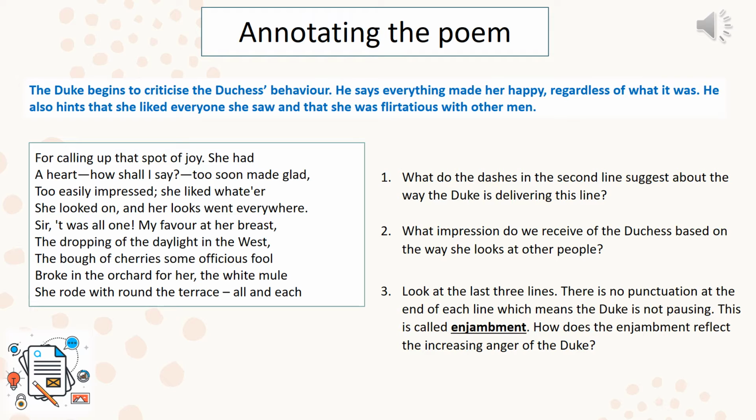There is no punctuation at the end of each line, which means the Duke is not pausing. This is called enjambment, which we should know. How does the enjambment reflect the increasing anger of the Duke? So what happens when you are angry? Do you pause? Do you break? Or do you need to ramble and get your thoughts and your feelings out very quickly? So is that what is happening to the Duke?